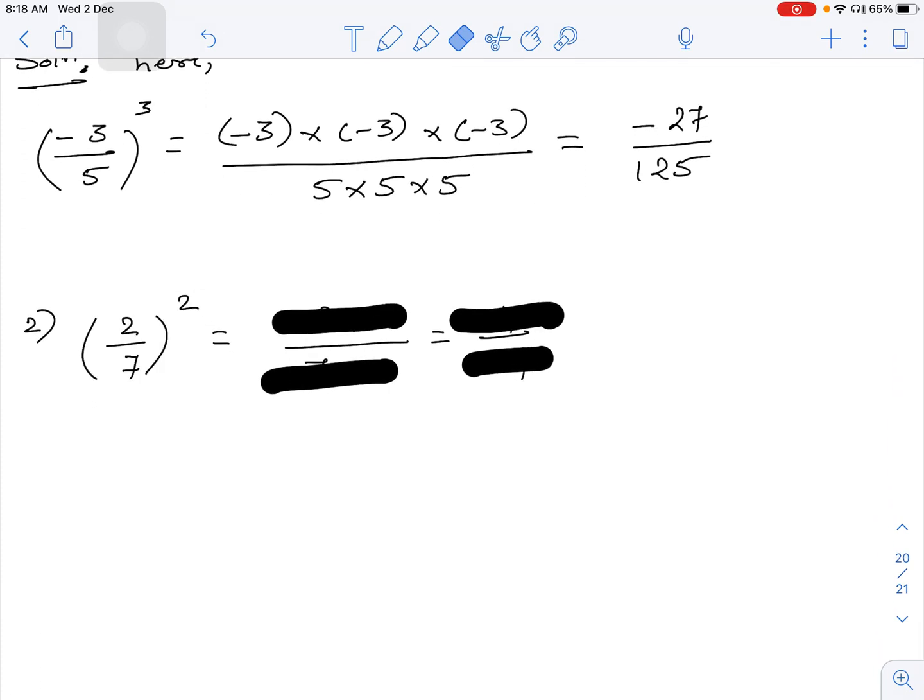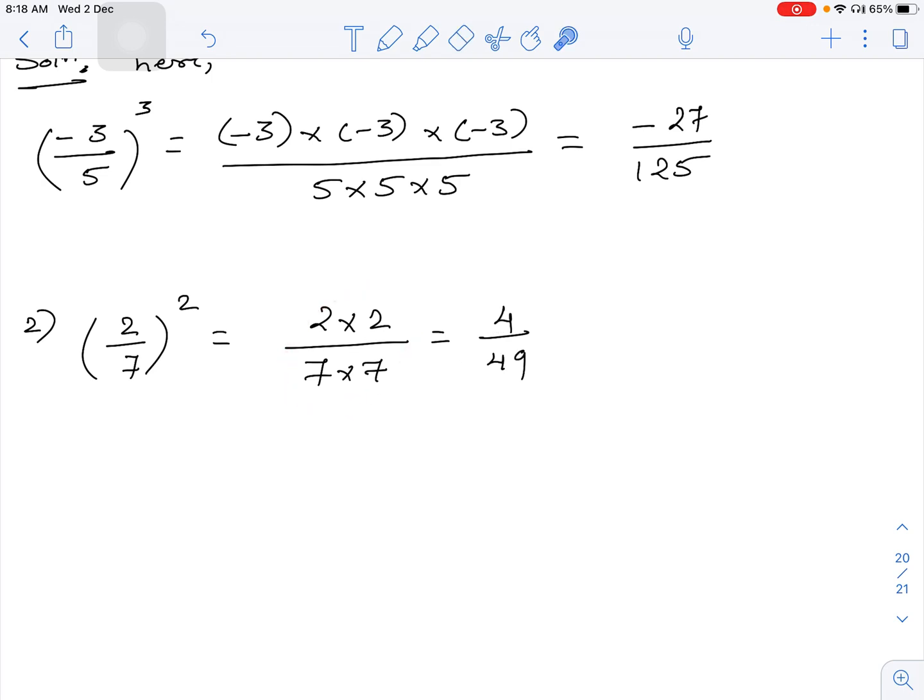In the next example, we have to find the value of 2 upon 7 raised to 2. What does it mean? 2 will multiply 2 times, and at the same time 7 will also multiply 2 times, because the power applies to both the numerator and the denominator. Now when 2 is multiplying 2 times, we get 2 2s are 4, and 7 7s are 49.